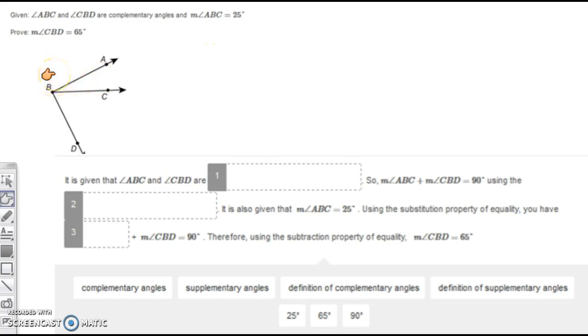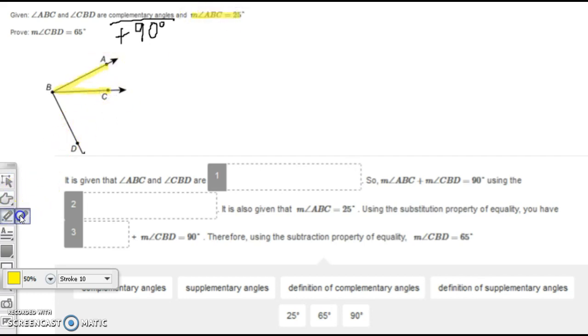Alright, so again, we're going to fill in some blanks. So let's check out what we're given. We're given angle ABC and CBD are complementary angles. So I'm going to stop right there, and I'm going to make myself a note that those two angles have to add to 90 degrees. And then the measure of angle ABC, let me go ahead and highlight that one. So this yellow angle is 25 degrees.